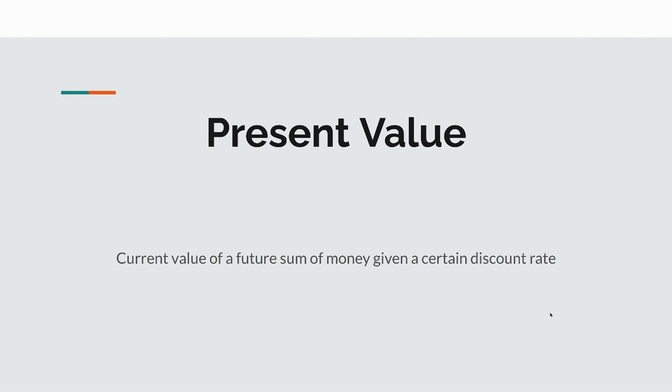Hi, I'm going to be talking about the present value. The present value is the current value of a future sum of money given a certain discount rate. In simple terms, it says how much your future money is worth right now.